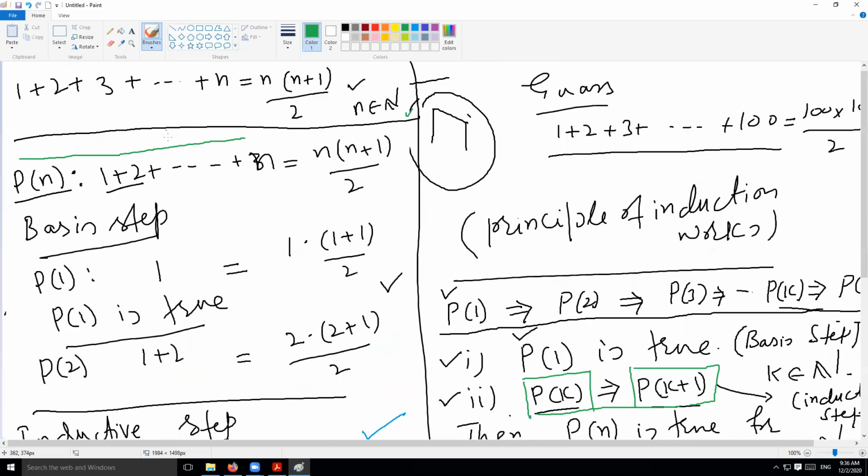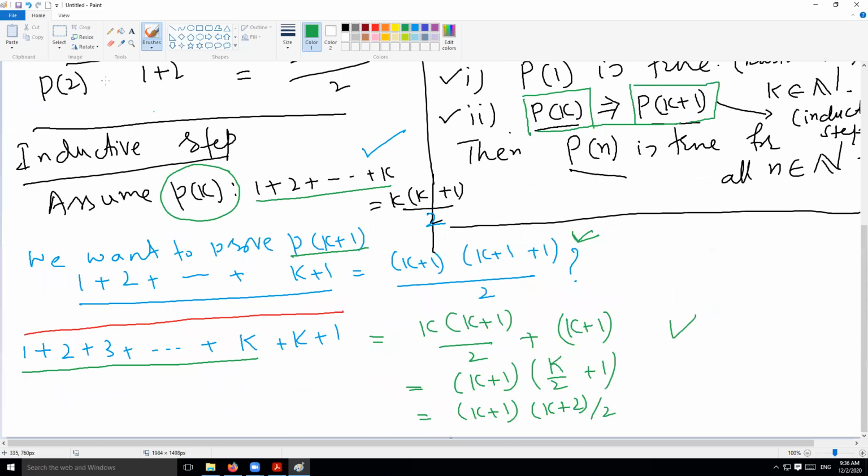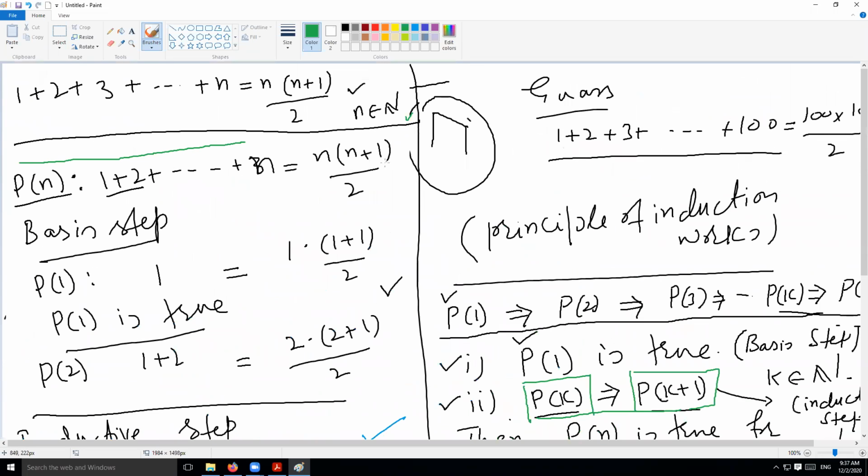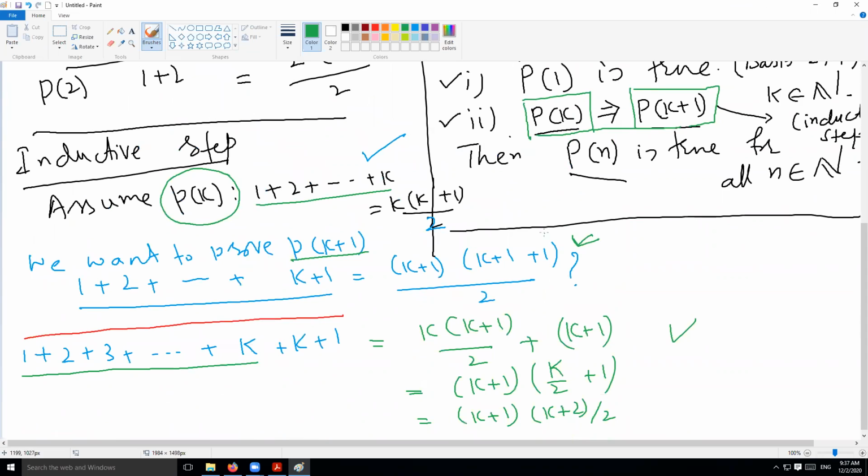The P of k is really the statement that the sum from 1 to k is equal to k times k plus 1 upon 2, and then using this we want to prove P of k plus 1, which is the statement that the sum of natural numbers from 1 to k plus 1 is equal to k plus 1 times k plus 1 upon 2. In other words, wherever I had n, I just replaced k plus 1. Okay, that's what we will like to prove.